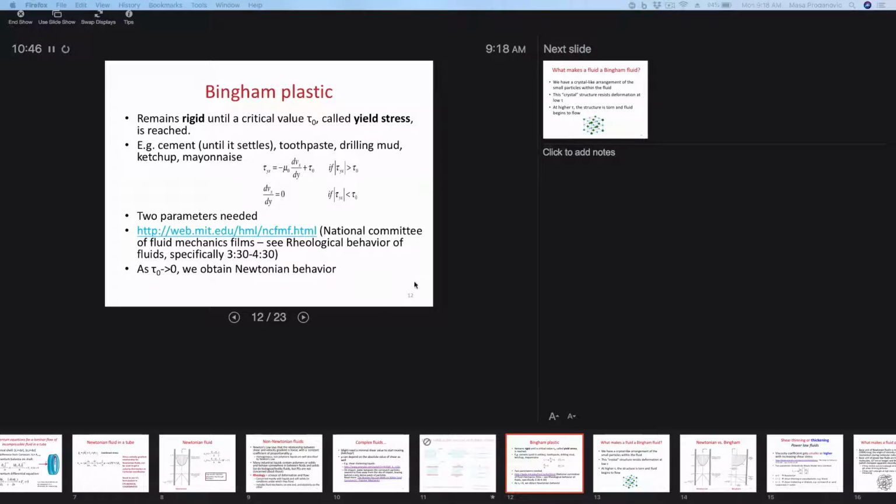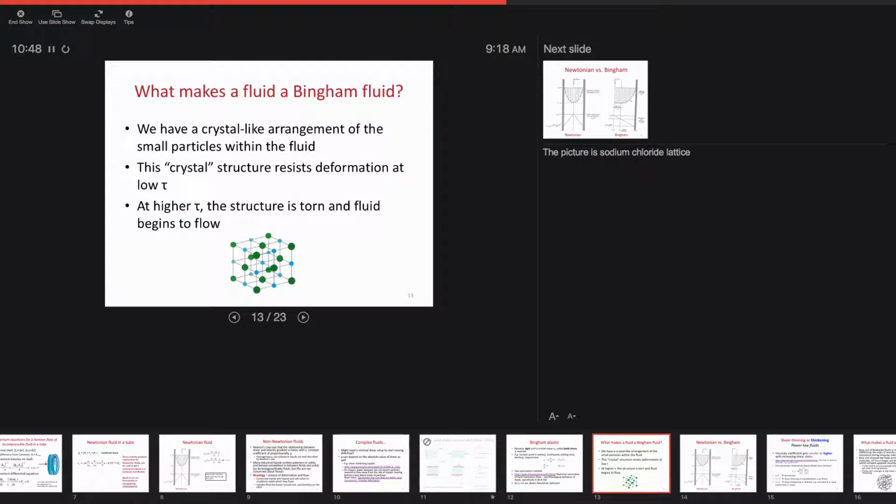So what actually happens is that, again, we have sort of crystal-like arrangements of some particles within the fluid. These are typically fluids that have particulates inside. This structure is not crystal, it's not fully solid. It's just that these particles arrange themselves inside the fluid. So it takes a moment to break that structure down and start flowing.